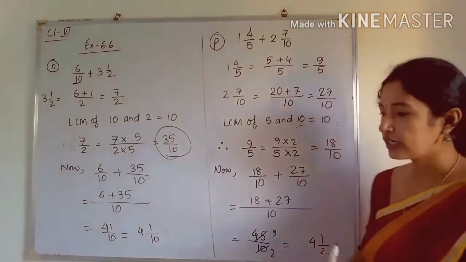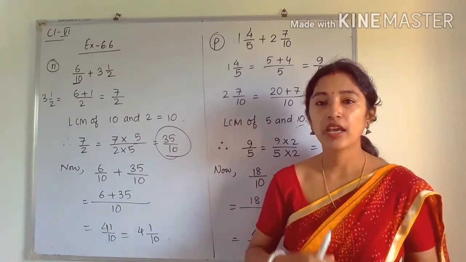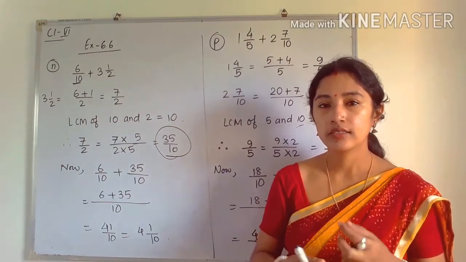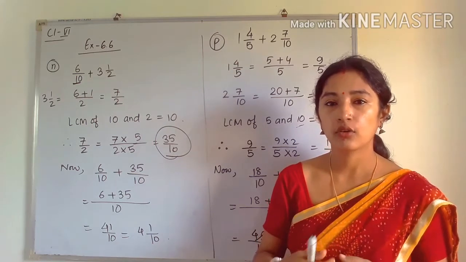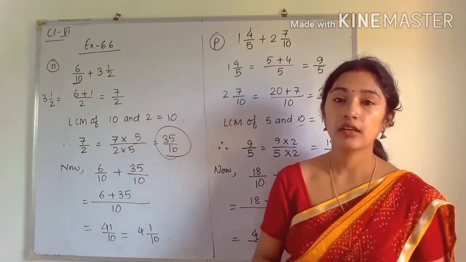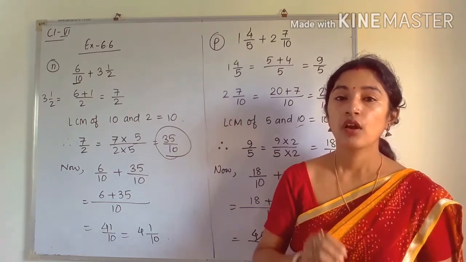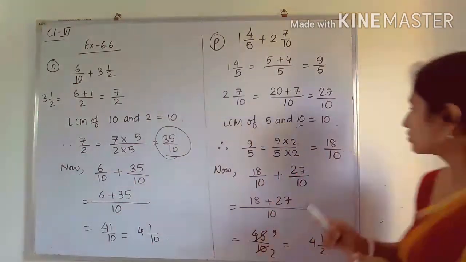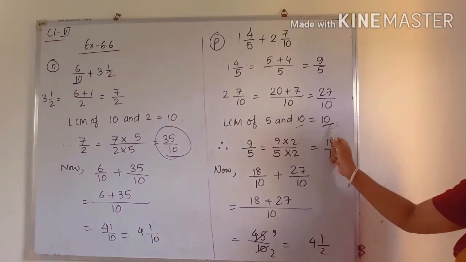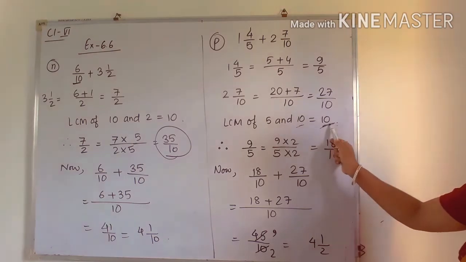See students, you can find the LCM by using any method. But this is a small, you can say, easiest way to directly find the LCM. If one number is a multiple of the other, then the greater number, or you can say the multiple number, will be the LCM. So see here, now we have to convert the denominator to 10 because 10 is the LCM now.